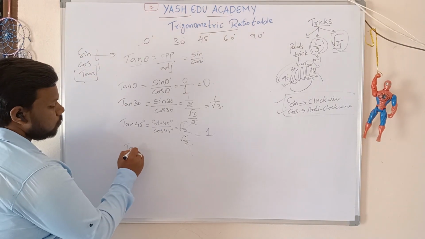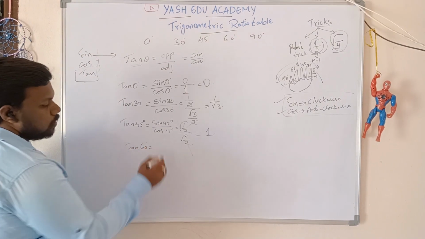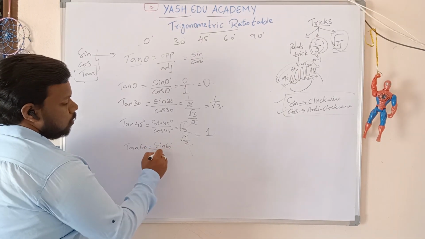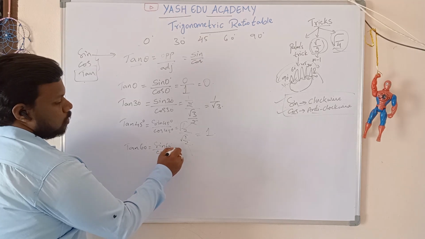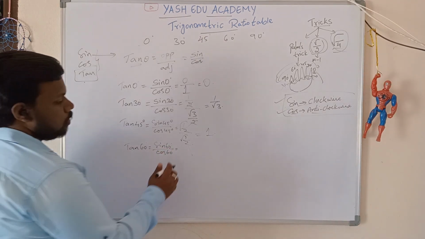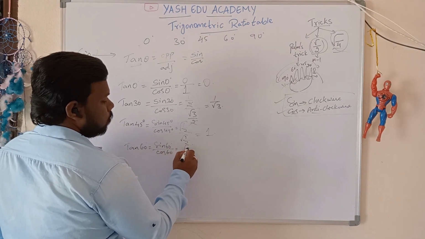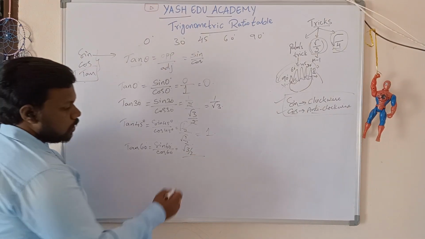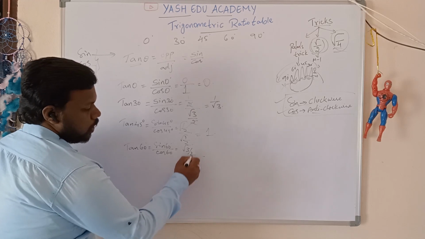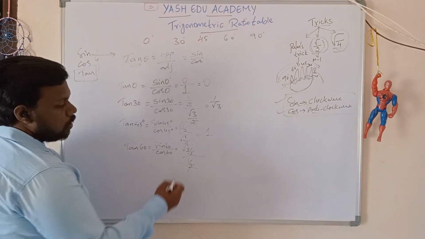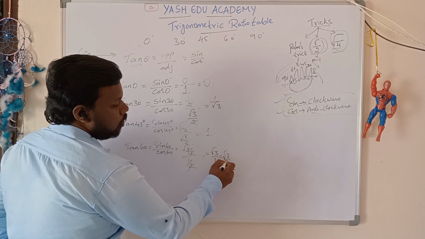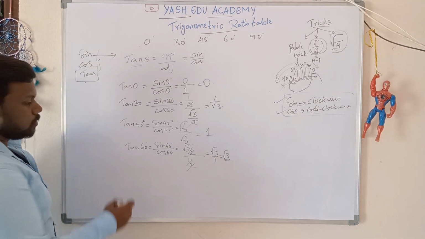Now tan 60. Tan 60 value is sin 60 by cos 60. Sin 60 value is root 3 by 2, by cos 60 value, which is 1 by 2. So 2 and 2 get cancelled in the denominator and it is root 3 by 1. So root 3 by 1 is nothing but root 3, which is the final answer.